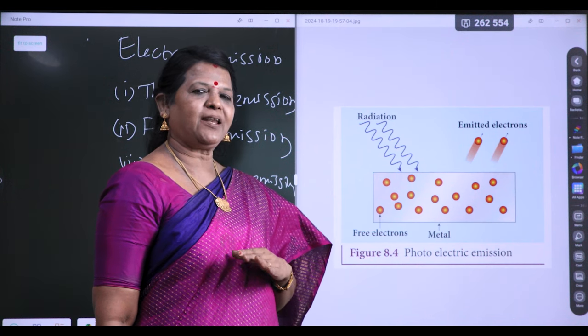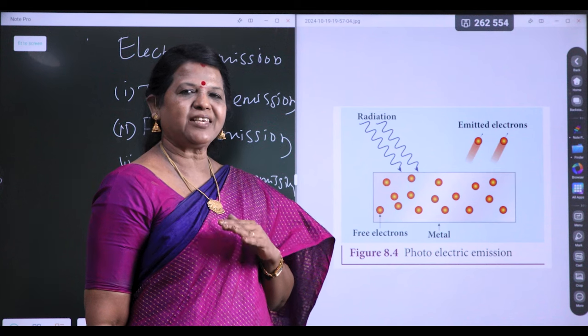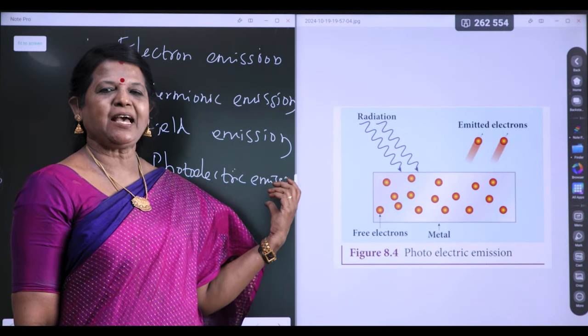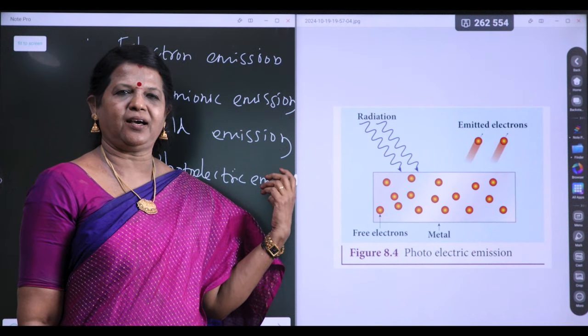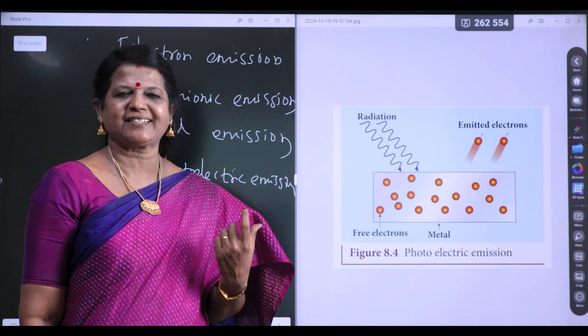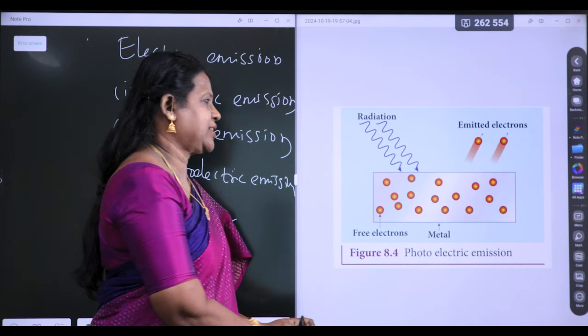This does not happen in all metals. Only photosensitive materials have the nature of photoelectric emission. Examples of photoelectric emission are photodiodes, photoelectric cells, etc. The next type is secondary emission.